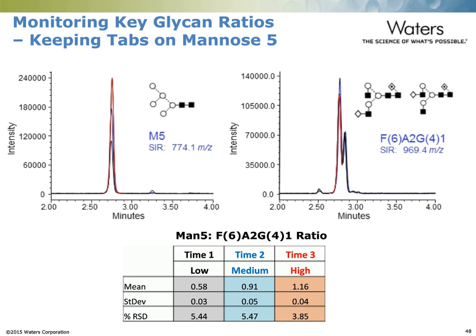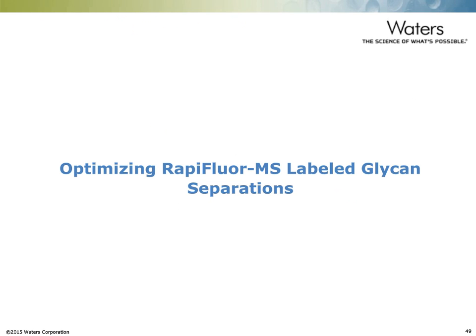So with that, in the discussion of some of the applications, I want to discuss now some of the parameters that can be adjusted to optimize the separation of RapiFluor-MS labeled glycans. And throughout this, I'll be showing some of the data that we collected in conjunction with using the Acquity QDA, which gives us the ability to track particular components as we change parameters.